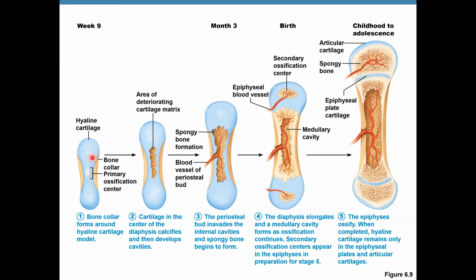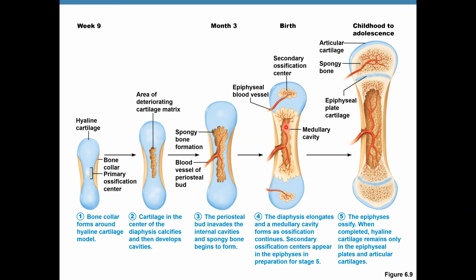Endochondral ossification starts with this cartilage model, right? First, the bony collar develops around the primary ossification center. Cartilage in the ossification center calcifies and dies, forming cavities. Then blood vessels invade those cavities and bring osteoblast cells, bone cells, and those osteoblasts start depositing bony matrix, right?